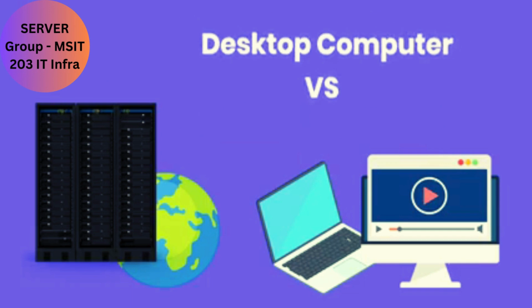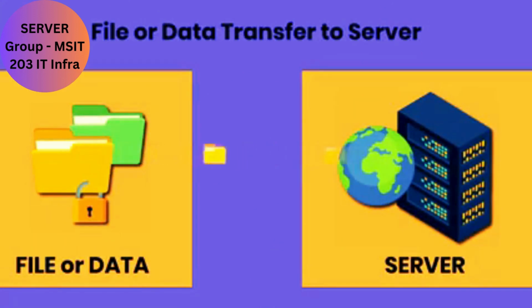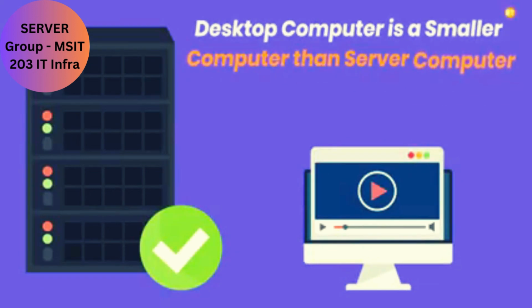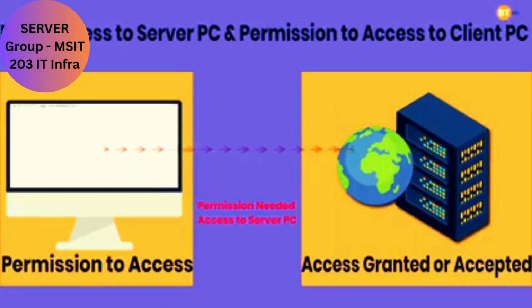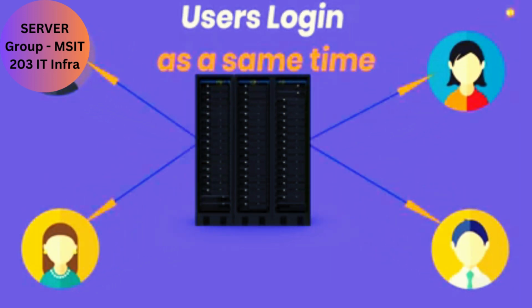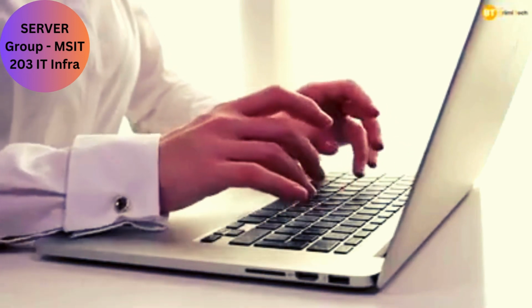Desktop computers versus servers. Many desktop computers can be connected to one single server. Server machines can store a huge number of files, including data and applications, than a desktop computer. A desktop computer is smaller than a server computer. The desktop computer needs access to the server computer to do some particular tasks. The server computer gives access to the desktop computer and serves the purposes of the clients. A server allows several users to log in at the same time, but a desktop computer only allows one person to log in at a time.